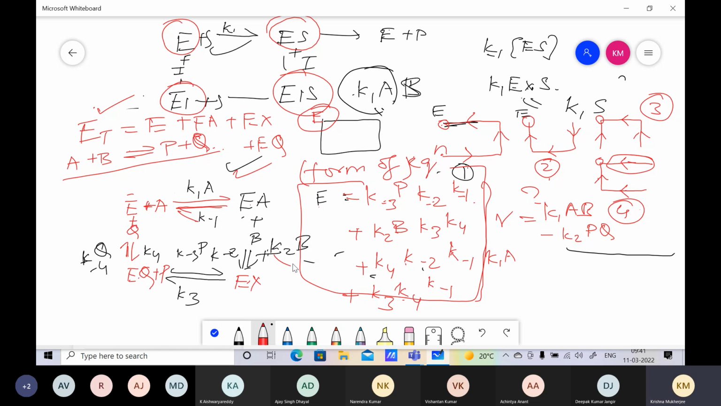We stop here. Any questions? And please remember that what I am doing is actually a graphical method of solving a set of linear equations without actually solving them.